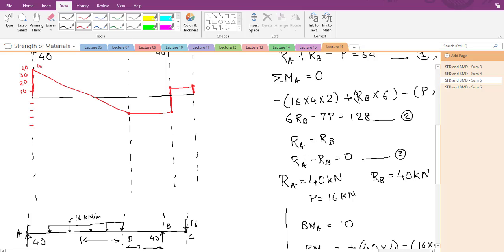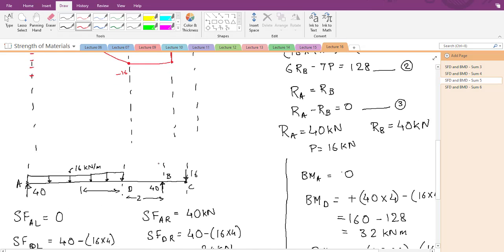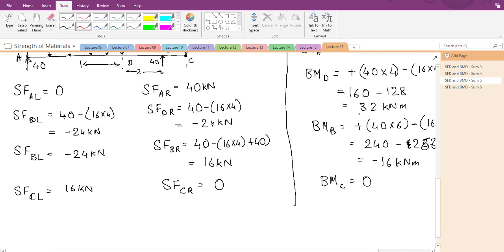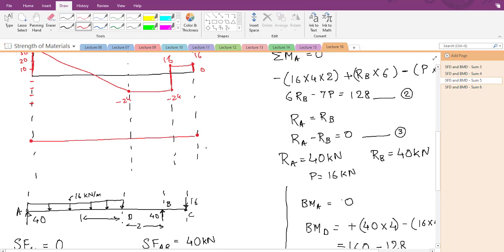See, what is the value over here? 40. Here it is minus 16, right? Minus 24, sorry. Minus 24, minus 24. Here 16, 16, 0. Again, here we draw this bending moment. Here 0, here 0. Then what is the value at D? 32 and minus 16. So here we have 32. Here we have minus 60.